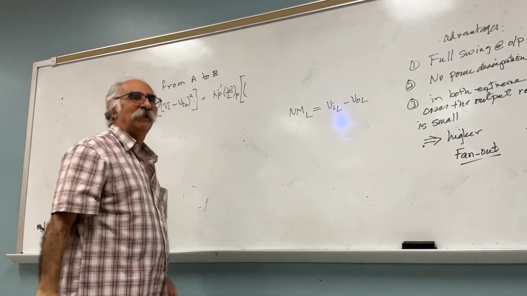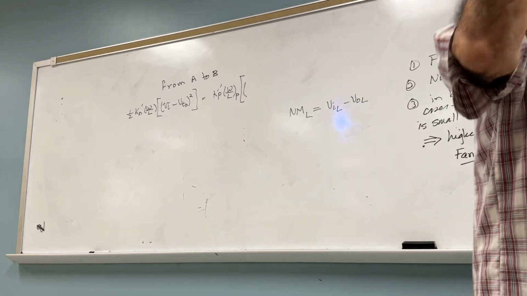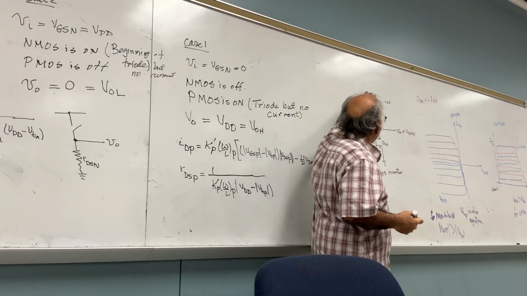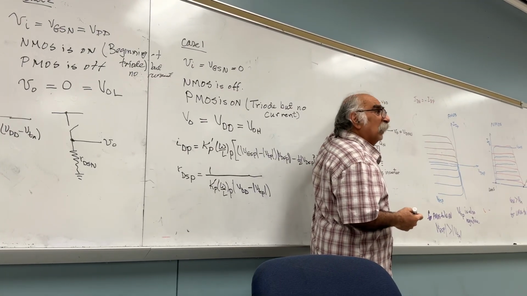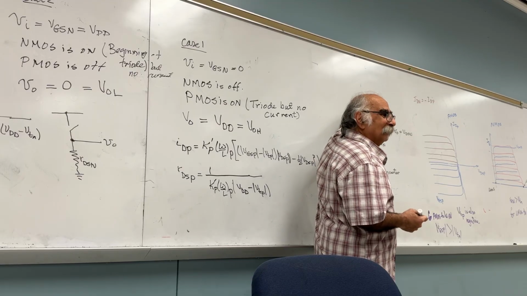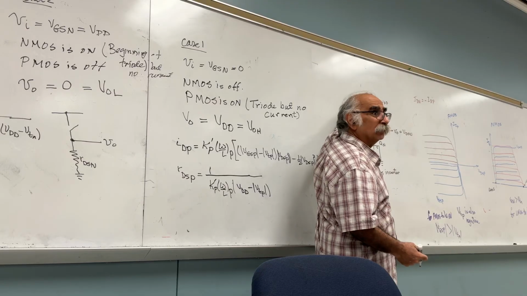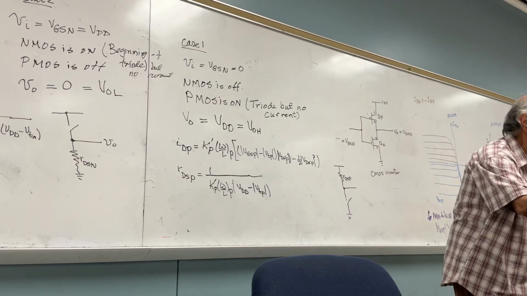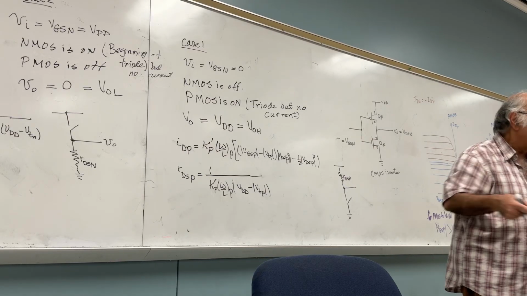Let's see if you can help me. What is it in the equation? It's VGSP, which is the voltage between this and this. One more time, VGSP. Which is this voltage minus this voltage. Did you get it or not? But I'm going to take the absolute value, which means it becomes VDD.